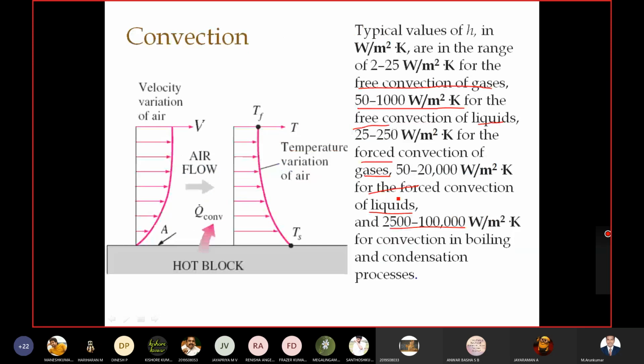From this figure we can get the classification. The heat convection is based on the velocity variation of the air. If the velocity is more, we can get the temperature variation of air. So it's actually the inverse; this will be in inverse proportion.